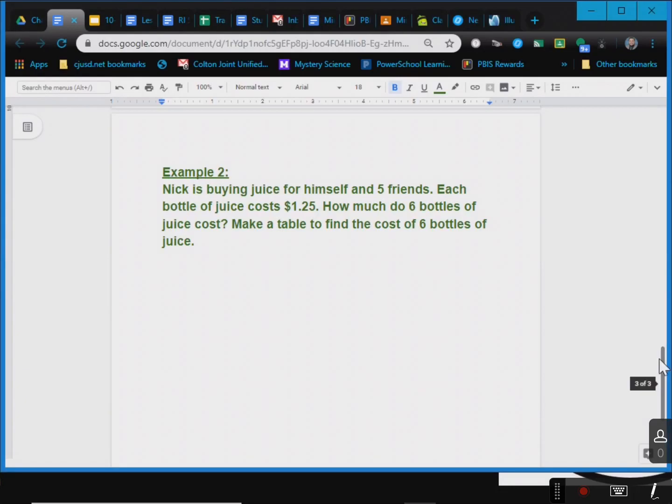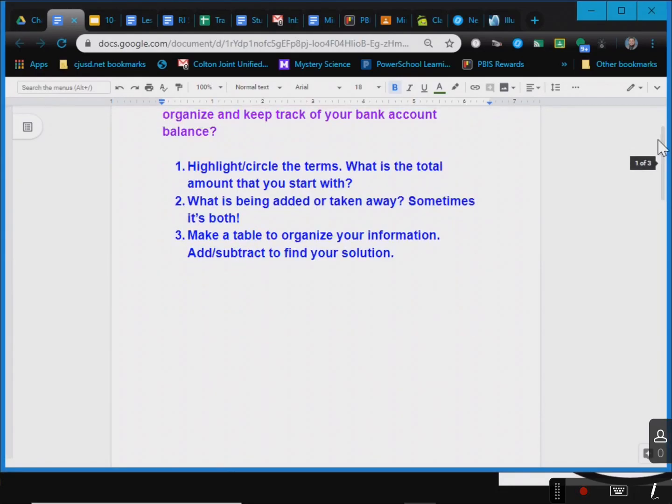And I'm going to go up there so you can see the steps one more time. Highlight, circle the terms. What's the total amount that you're starting with? Is something being added or something being taken away, or both? What's happening? Make a table, organize your information, and add and subtract to find your solution. As you saw with that second example, making a table actually helped organize my math, so I knew exactly what to do. And it made it a lot easier. Instead of adding 1.25 6 times, I did 2.50 plus 2.50 plus 2.50.